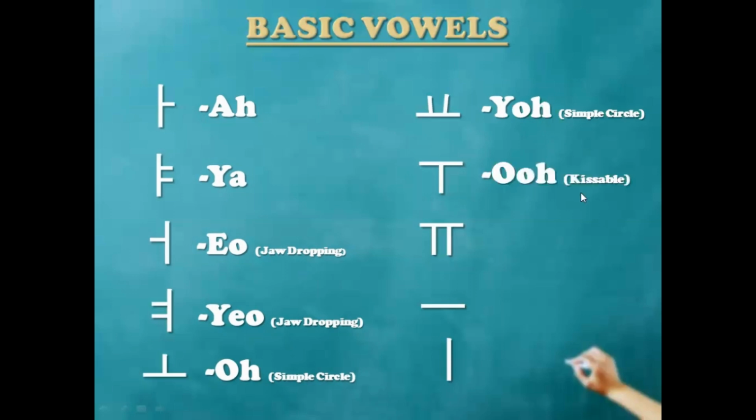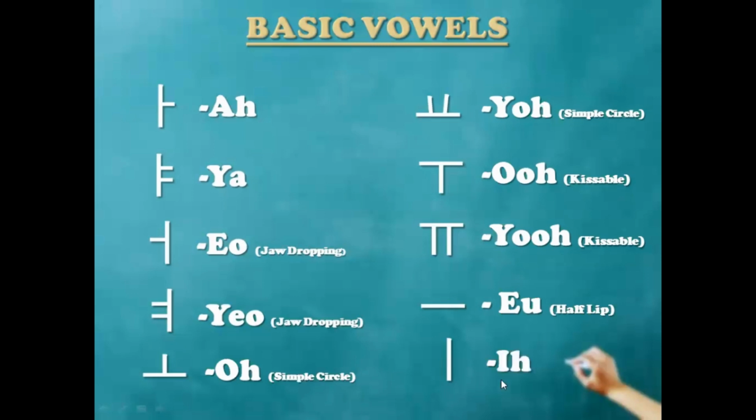U. So this one, I call this one kissable, no? So ibig sabihin your lips are extending. Okay, next you have u. So same lang. Okay, next you have u. As you can see, that is half lip. So when you're pronouncing this character, half lip. And then lastly we have e. O bagsak.